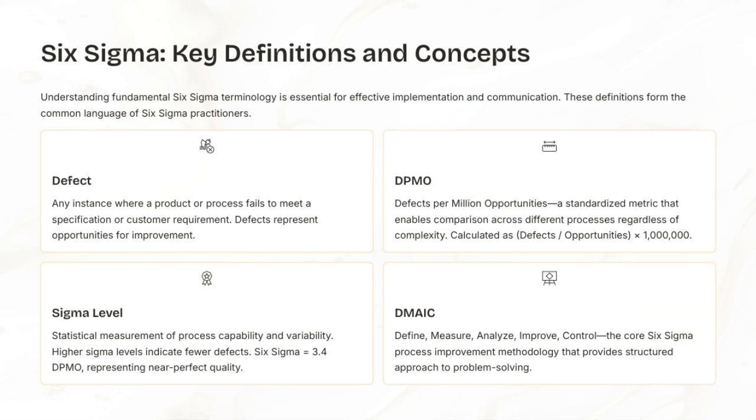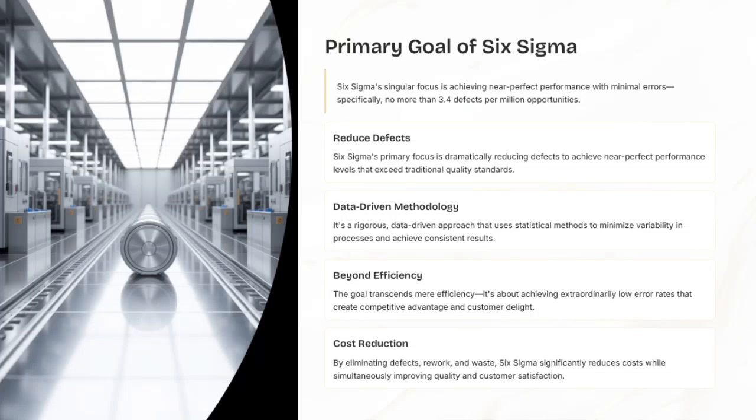for our customers. By eliminating defects, rework, and waste, Six Sigma not only helps us cut costs, but also enhances quality and boosts customer satisfaction. The goal here is more than just efficiency. It's about achieving extremely low error rates that give us a real competitive edge and make our customers truly happy. Six Sigma is a rigorous, data-driven approach that leverages statistical methods to reduce variability in our processes. This helps us achieve consistent results, which is essential for building trust and reliability in what we deliver.